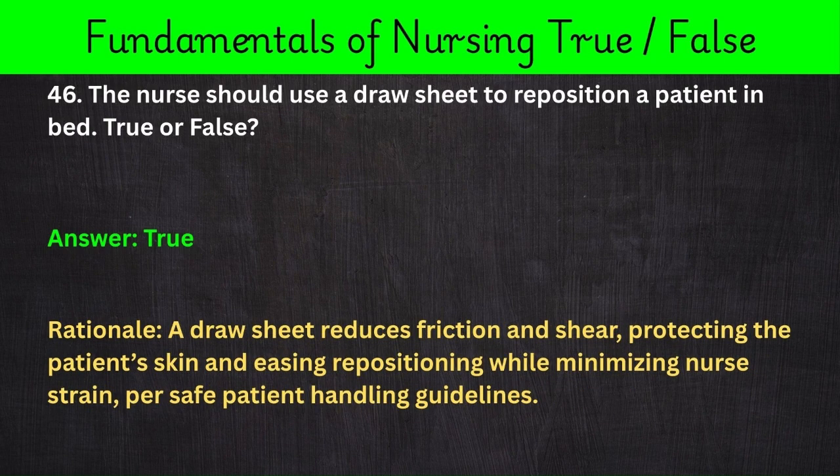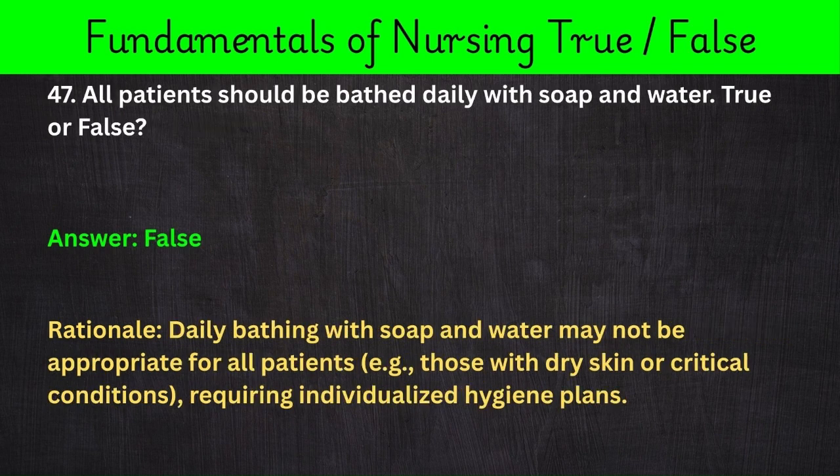46. The nurse should use a draw sheet to reposition a patient in bed. True or false? Answer: True. Rationale: A draw sheet reduces friction and shear, protecting the patient's skin and easing repositioning while minimizing nurse strain, per safe patient handling guidelines.